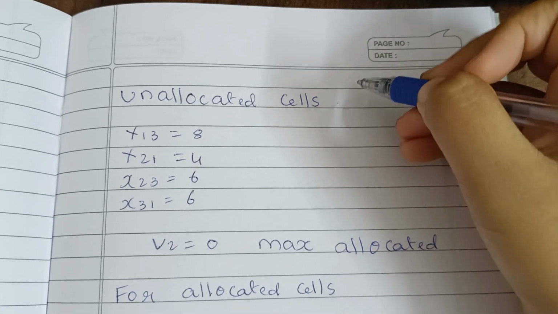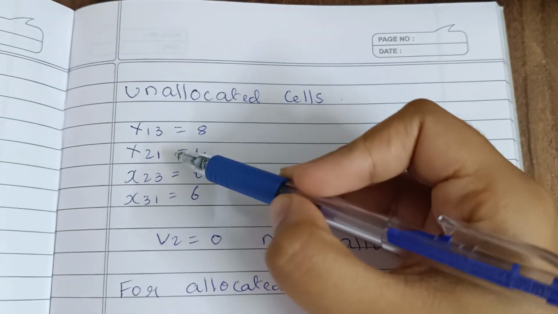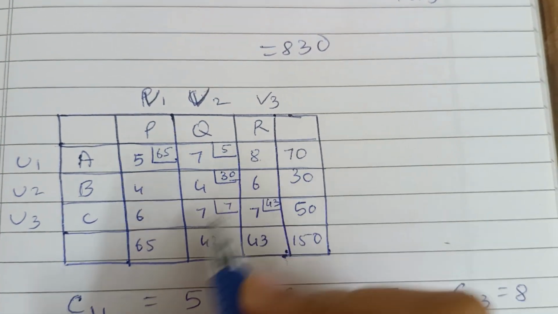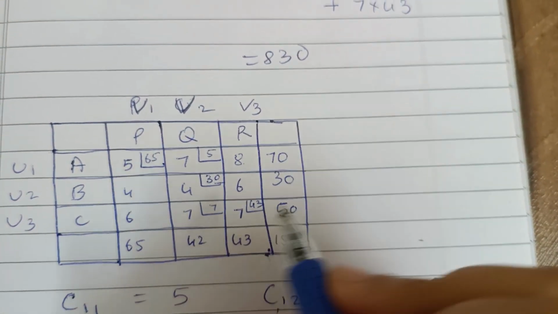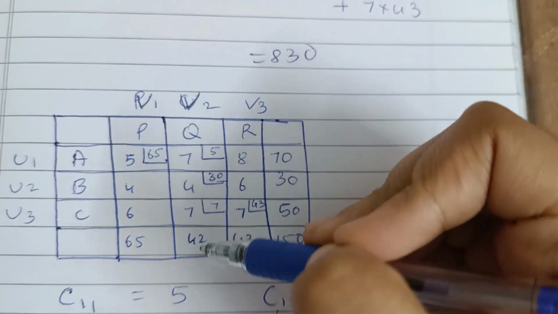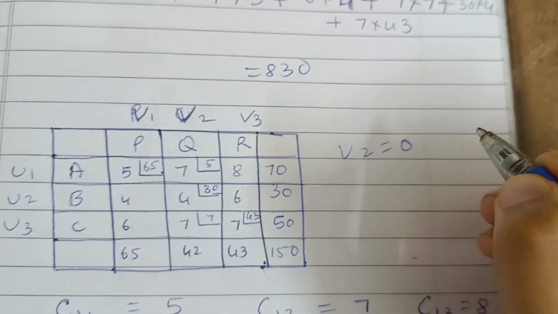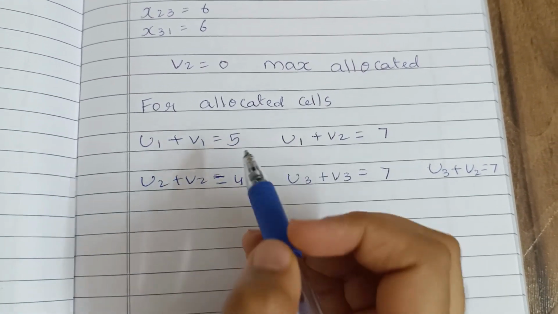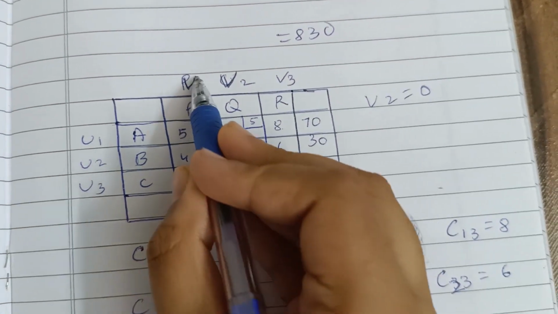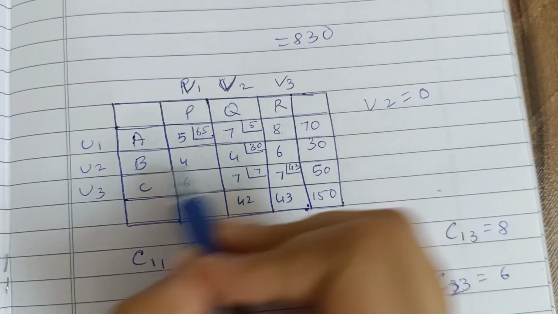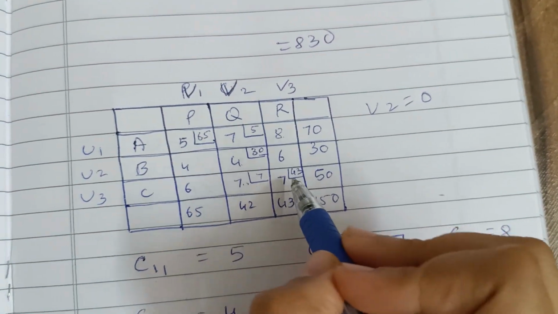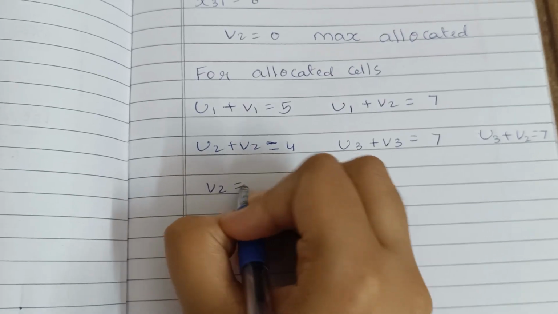Now check the unallocated cells. Here unallocated are x13, x21, x23, x31. So these cells are unallocated: 8, 4, 6 and 6. Check the maximum allocated row or column, which here is V2. Hence V2 becomes 0. Write down the equations for allocated cells. U1 plus V1 is equal to 5, which means this is U1, this is V1. So U1 plus V1 is 5, U1 plus V2 is 7, U2 plus V2 is 4, U3 plus V2 is 7, U3 plus V3 is 7. All these equations. V2 is equal to 0.